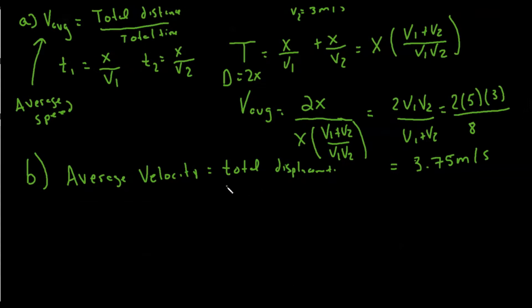So her total displacement, and this is over total time, she ended up back to square 1. So her total displacement was 0, and it doesn't matter what her time is. The answer is just 0. That's our average velocity. Alright, move on to the next question.